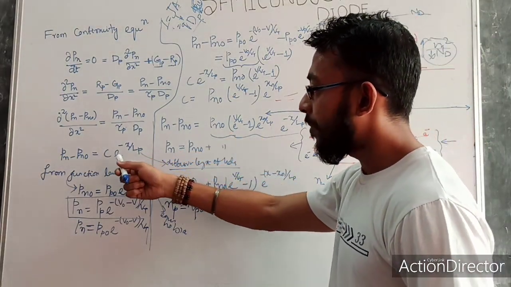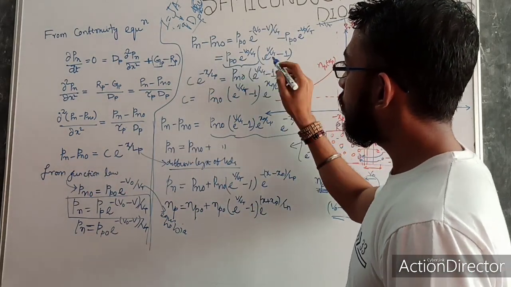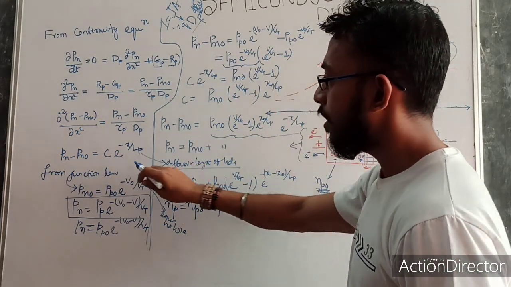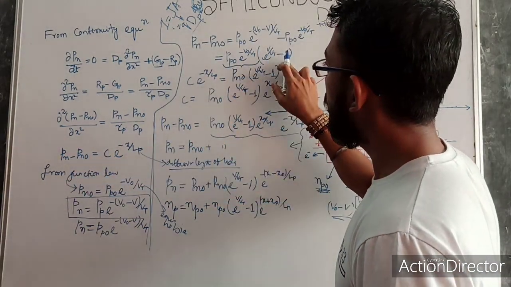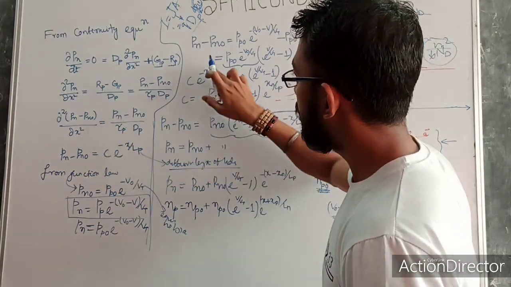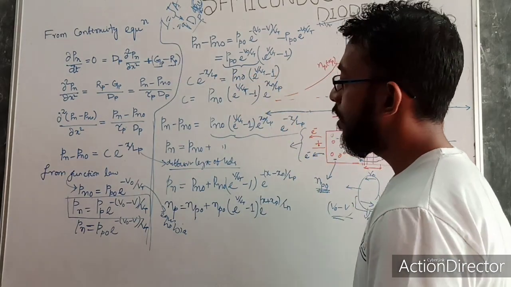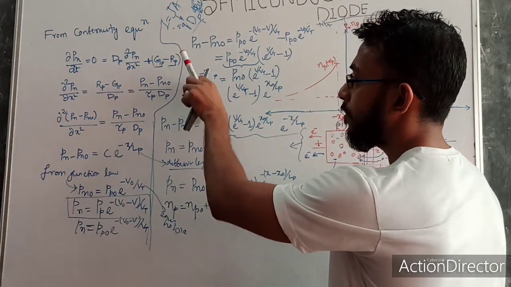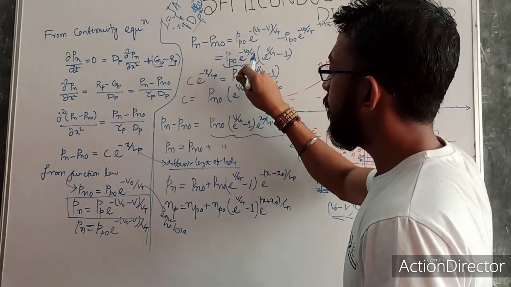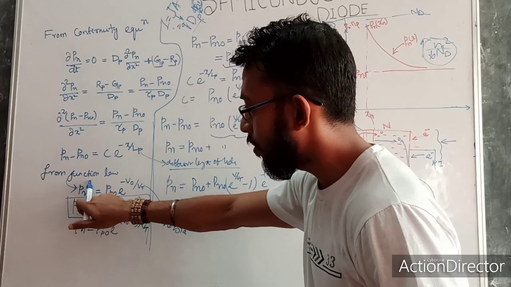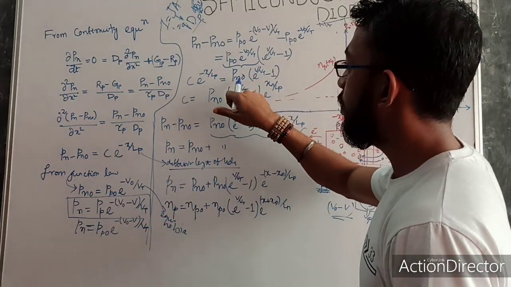Now I will compare this pn minus pn naught with this one. So you see e power V by Vt minus 1, here pn minus pn naught. If I compare these two, this RHS is equal to this RHS. So C e power minus x upon Lp is nothing but this value. You can see this pp naught e power minus V naught upon Vt can be written as pn naught. So I wrote it pn naught.